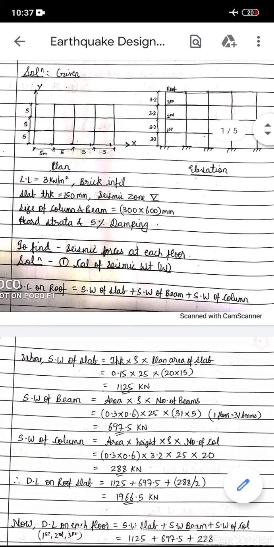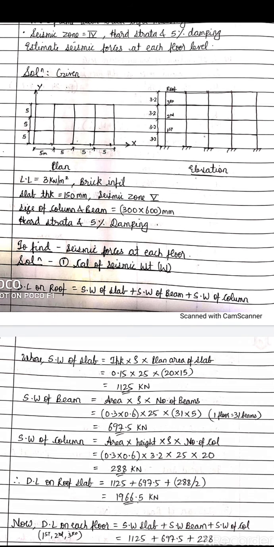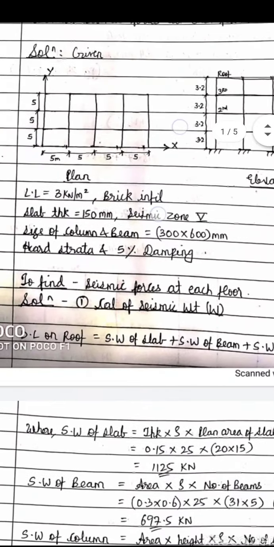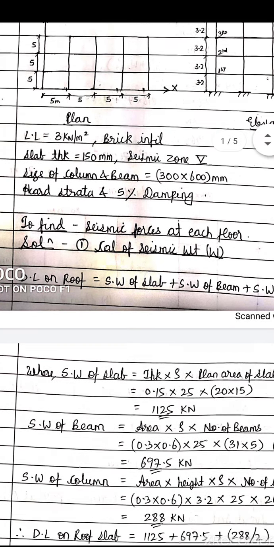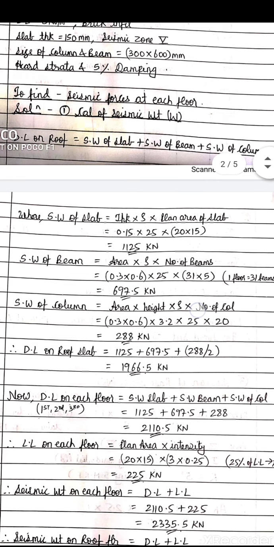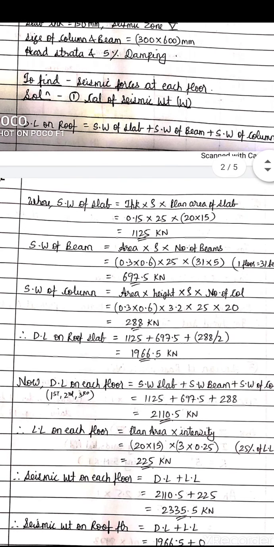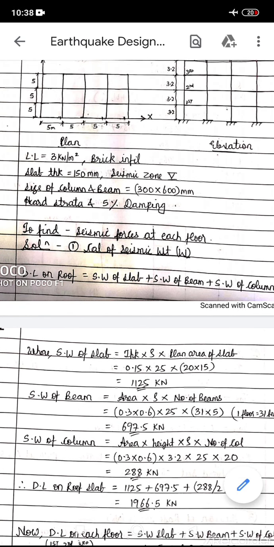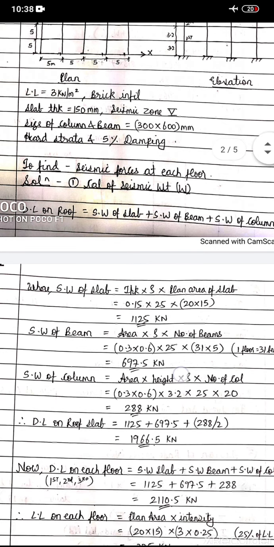you have to find the columns at the junctions: 1, 2, 3, 4, 5, 6, 7, 8, 9, 10, 11, 12, 13, 14, 15, 16, 17, 18, 19, 20. So all these are columns. We got the total number of columns as 20. So we got the self weight of the column. You can consider a column at the junction at all the corners. In that way you will find the total number of columns.